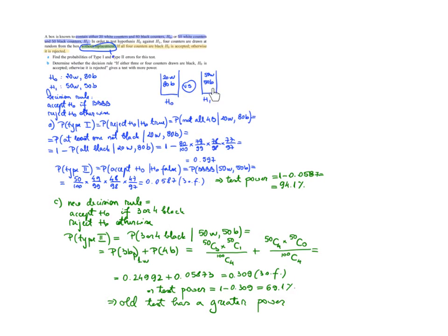Here is a better representation of H0 versus H1. It's like you are not very sure what you put in your bag. You think that you put 20 white and 80 black, but somebody comes and says, no, we actually put 50 white and 50 black. So you test H0 against H1. The decision rule is given.